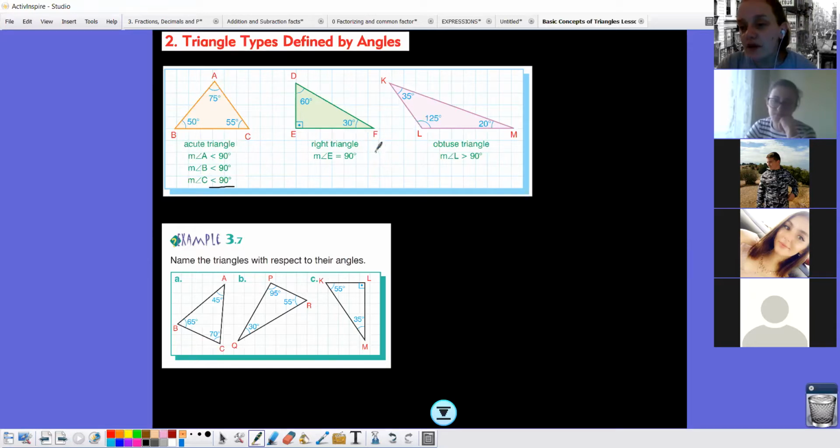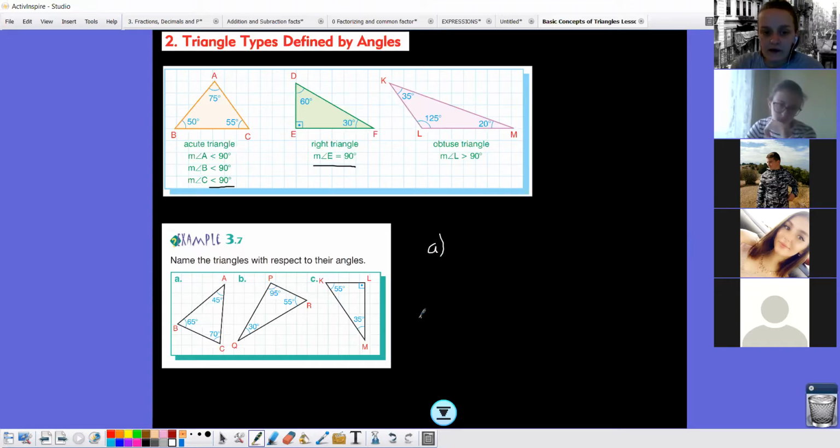And we have a right triangle. If one of the angles is 90 degrees, we call it a right triangle. And if one of the angles is greater than 90 degrees, as you see here, 125, we call it an obtuse triangle. So here we have three different triangles, and what are their names, for example, according to their angles?